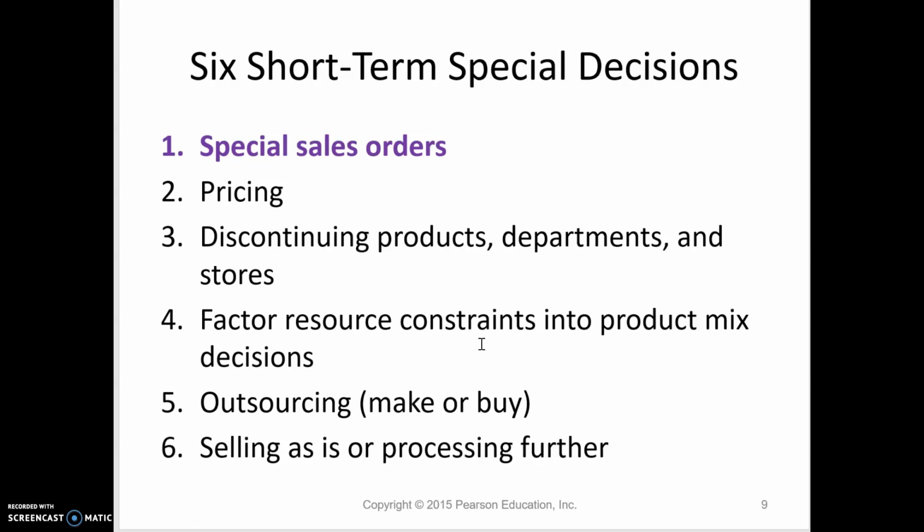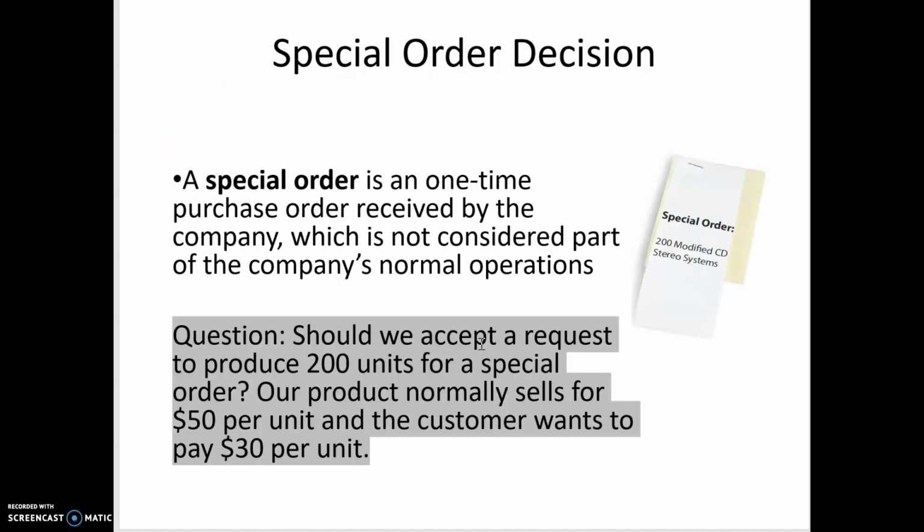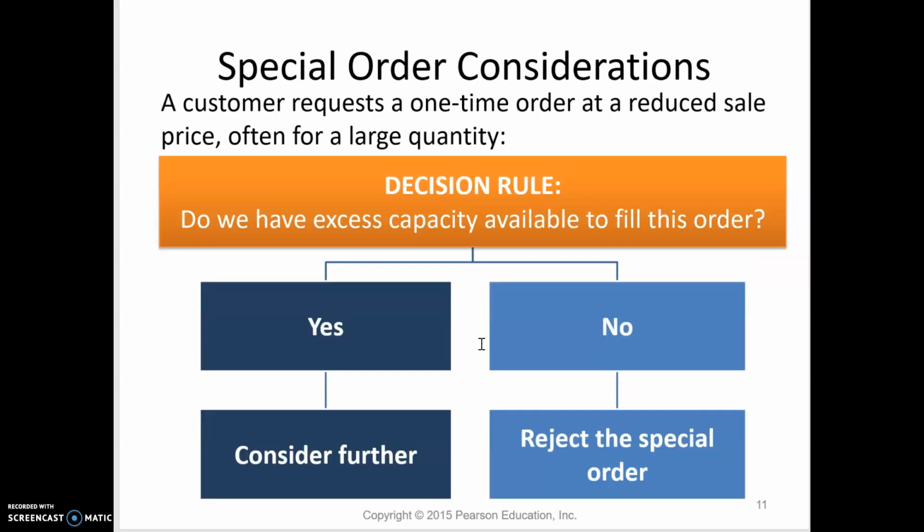So the first one is a special sales order. We have a customer that comes to us with a bigger, one-time order, and they want to get a discounted price. So here it is. Should we accept a request to produce 200 units for a special order? Our product normally sells for 50. The customer wants to pay 30 because they have such a big order. They have come to us and said, will you fill the order? We'll pay you $30 per unit.